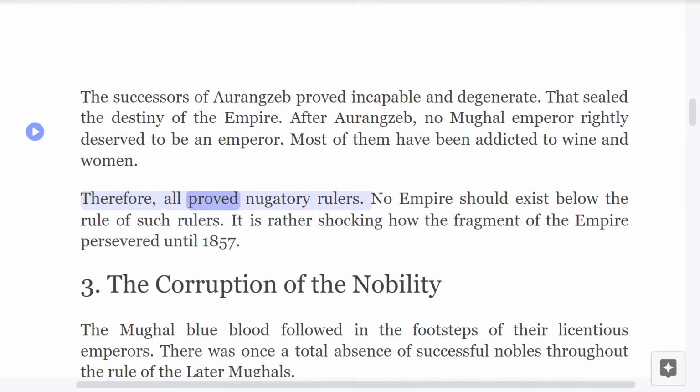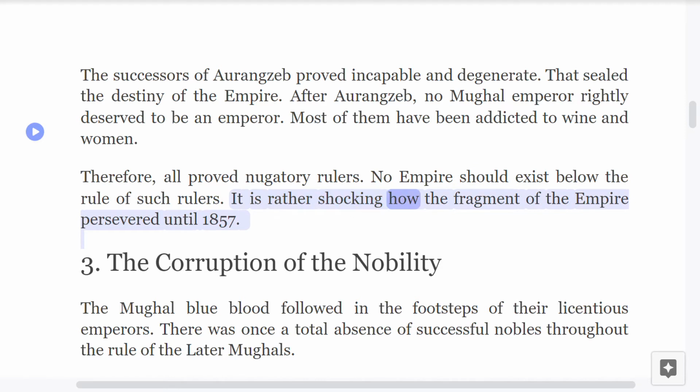Therefore, all proved worthless rulers. No empire should exist under the rule of such rulers. It is rather shocking how a fragment of the empire persevered until 1857.